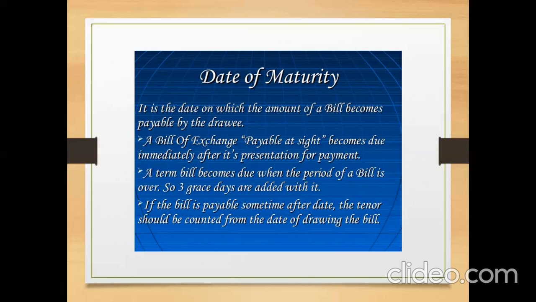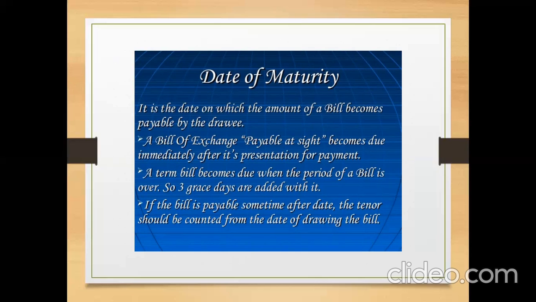A term bill becomes due when the period of a bill is over. So 3 days of grace are added with it. That means 3 days of margin or exemption is also given to the customers.